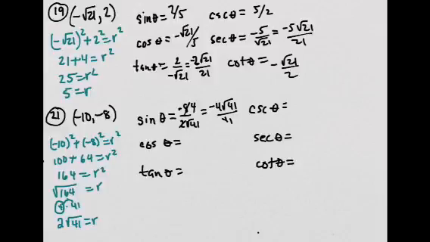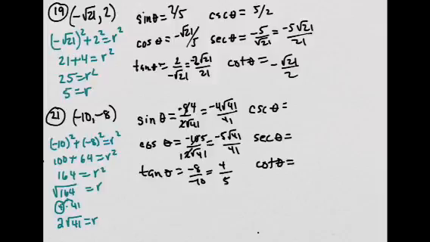Cosine is x over r. Negative 10 over 2 radical 41. Same thing, I'm going to reduce the 10 and the 2. So this is 5 and this is 1. And so that gives me negative 5 radical 41 over 41. Tangent theta, y over x, so negative 8 over negative 10, which gives you 4 over 5.